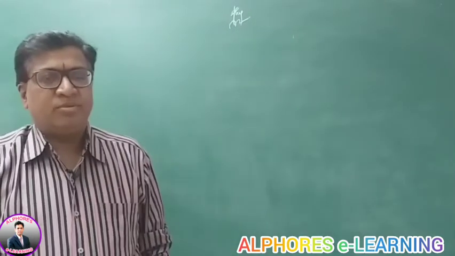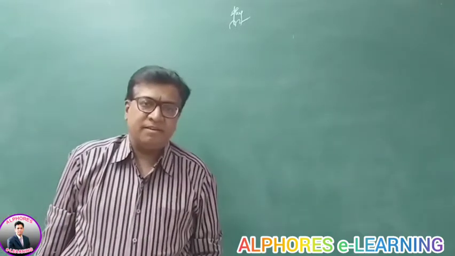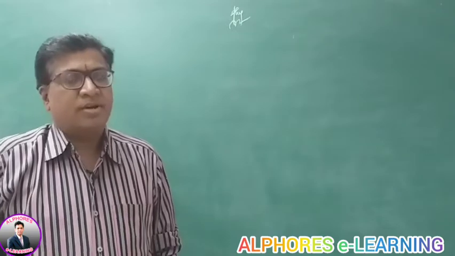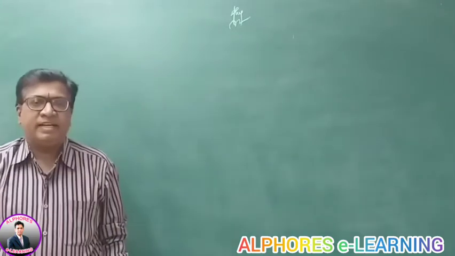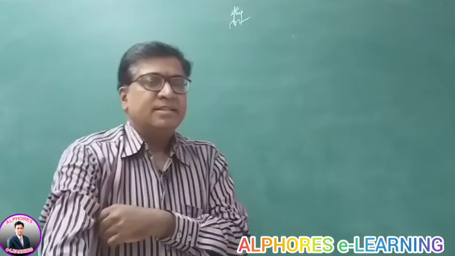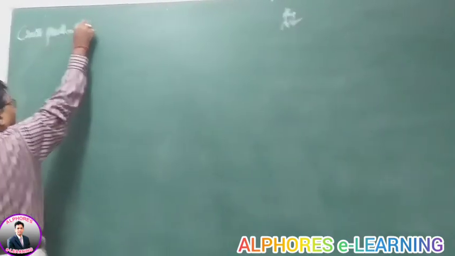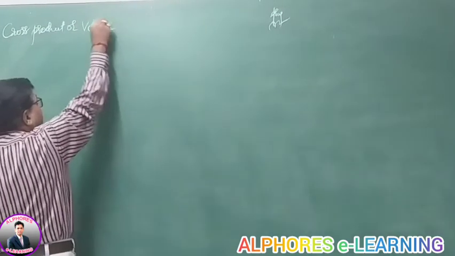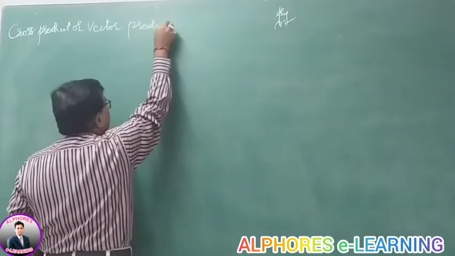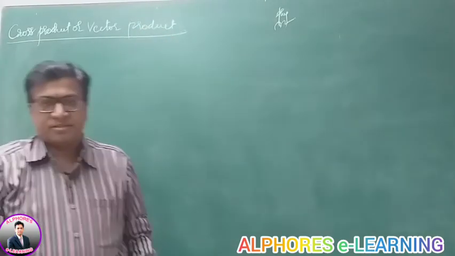We are discussing the chapter called vectors. In the previous session we discussed the cross product of two vectors. Today we will take up some of the basic properties of the cross product and some illustrations regarding it. So our topic today is the cross product, or vector product, of two vectors.